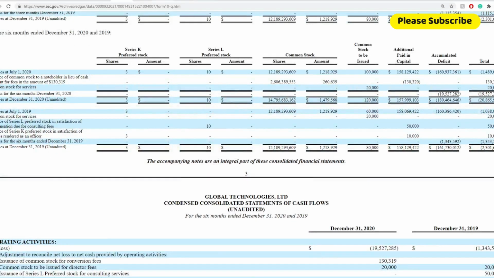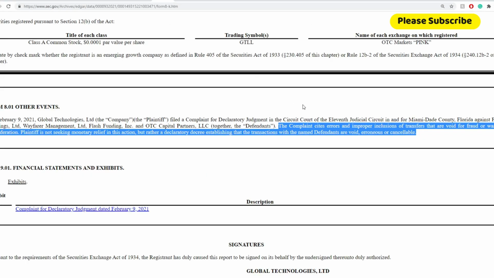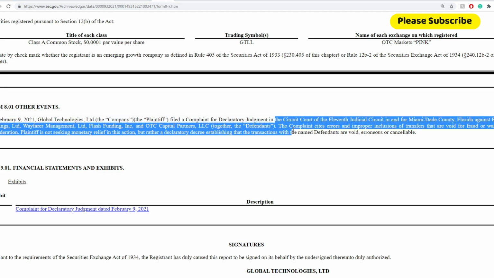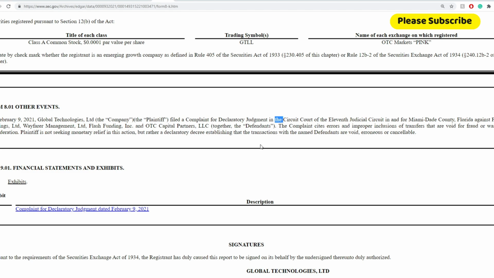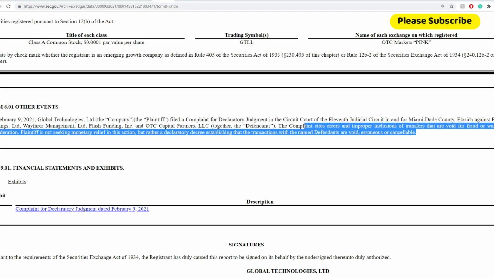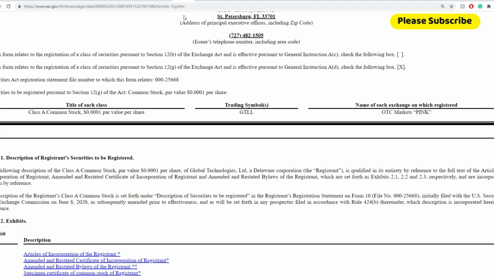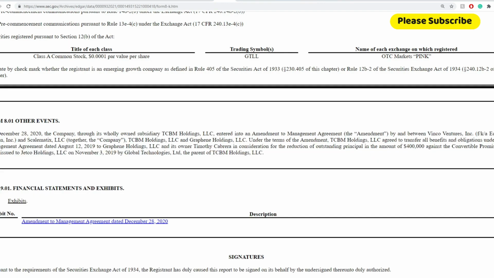Quite interesting numbers, as you get to see, and we can move on towards some of the SEC filings regarding the complaints. So this is a complaint that they've actually filed for judgment in the circuit court for the 11th Judicial Circuit in Miami-Dade County, Florida. And basically, the complaint cites errors and improper inclusion of transfer that are void of fraud or want of consideration. And the plaintiff is not seeking any money relief action, but rather a declaratory decree establishing that the transactions with the named defendants are void, erroneous, or cancelable. So that is another thing. They're involved in this kind of lawsuit. But other than that, SEC filings are almost empty in that sense.